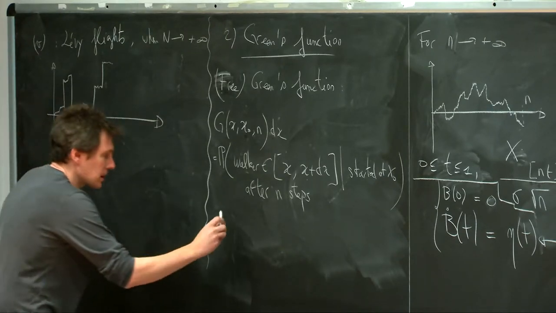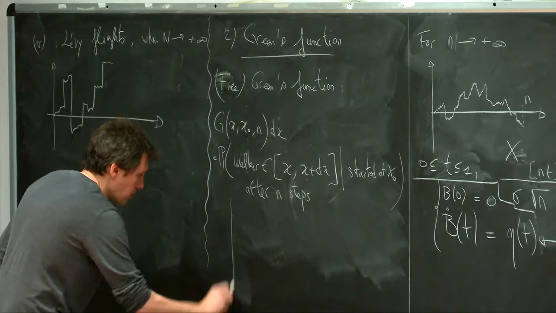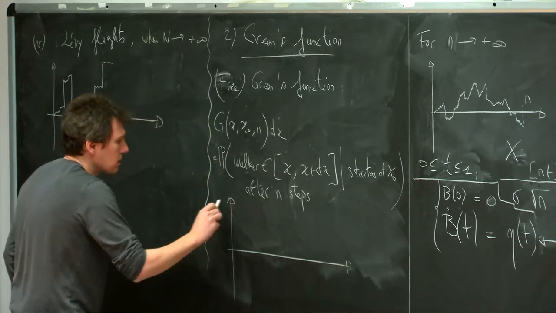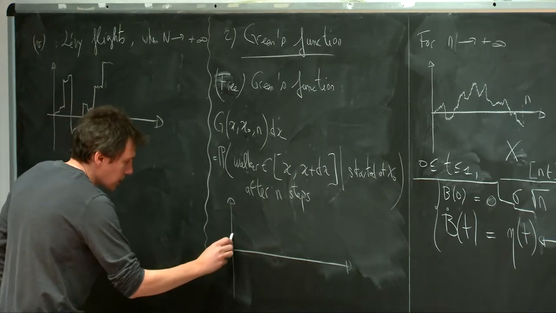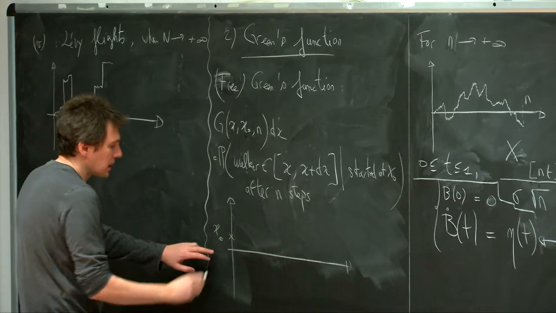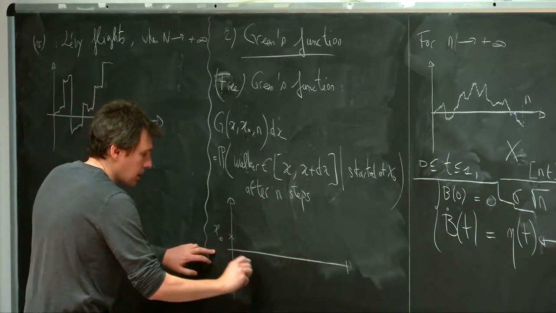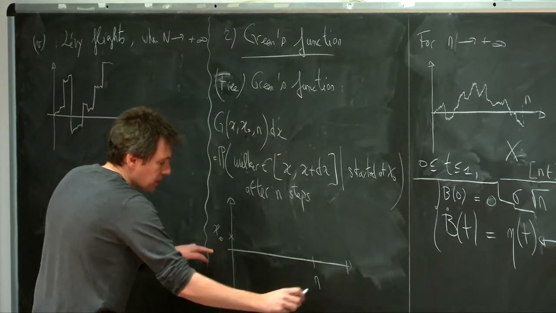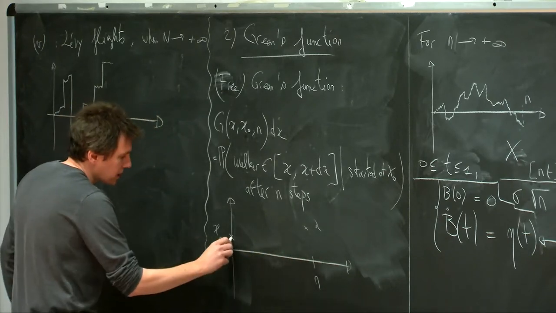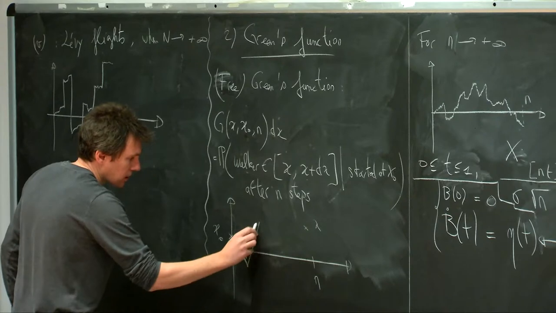Okay, so that's basically the question you ask. You have your random walk. Now it can actually start anywhere, not necessarily at 0 if you want. So now I just chose this case. Start at x naught, and after some time n, it will be in x, and you ask the probability for such an event.